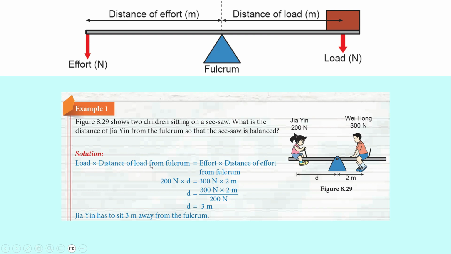So the load times distance equals the effort times distance as well. So on the left, Jiayin is 200 Newton times the distance, which is unknown. We put it as D. Meanwhile, Wei Hong sits at a 2-meter distance from the fulcrum. So 300 Newton times 2. So 200D equals 300 Newton times 2. D equals 300 Newton times 2 meter divided by 200 Newton. So D, the distance of Jiayin to the fulcrum, is 3 meter. So in conclusion, Jiayin has to sit 3 meter away from the fulcrum so that the seesaw is balanced.